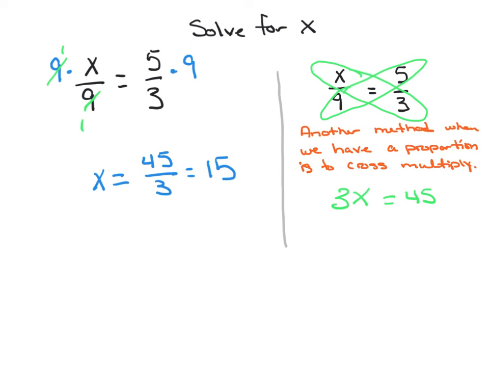And then we would still have to solve this equation by dividing both sides by 3, because it reads as 3 times x. So once we divide both sides by 3, we're left with 1x is equal to 15. So that's just another method when we have one that is a proportion.